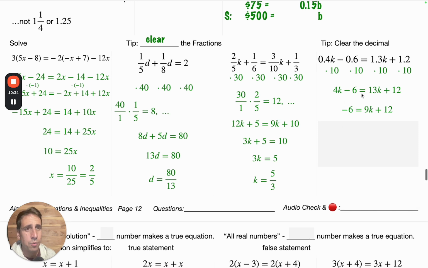So I'm going to subtract 4k from both sides, and 13 minus 4 is 9k. I got to undo the addition, so I'm going to subtract both sides by 12, and then I'll undo the multiplication by dividing both sides by 9. And you get k is equal to, well, why don't you tell me what k is equal to?